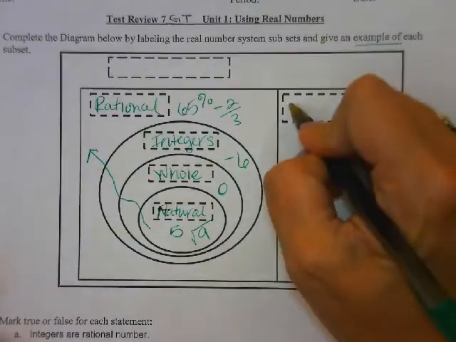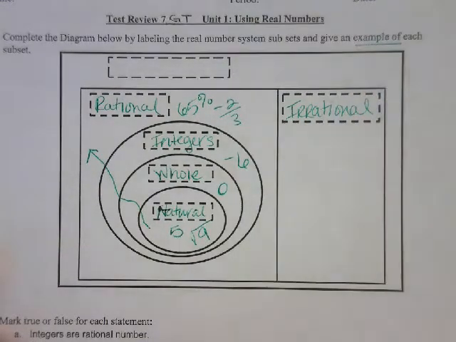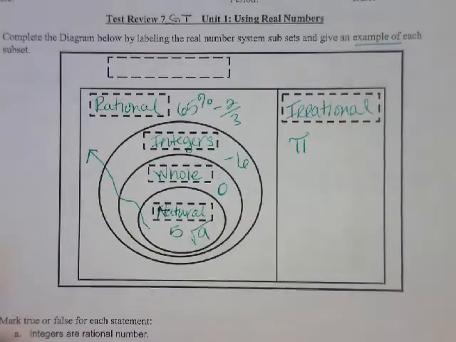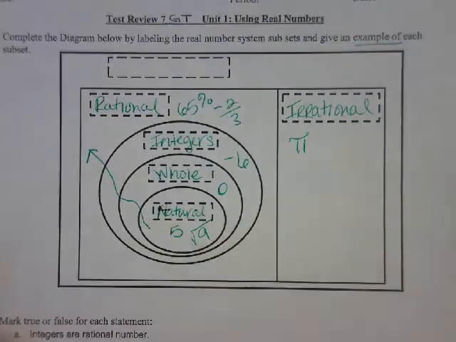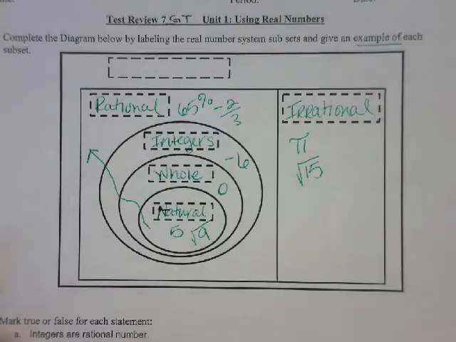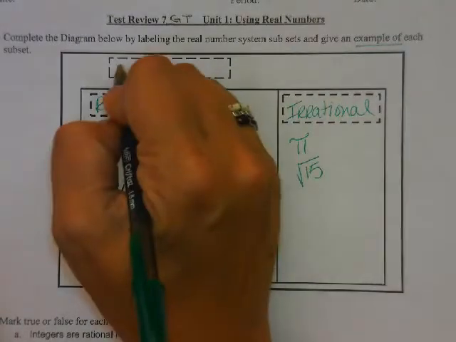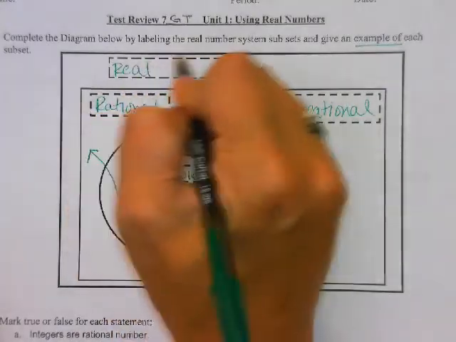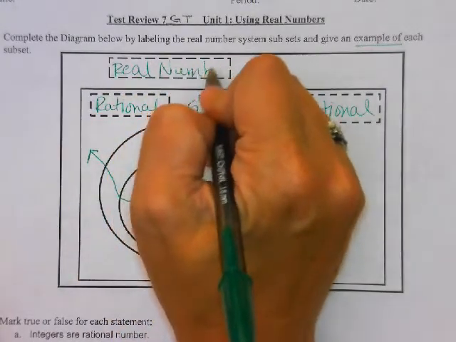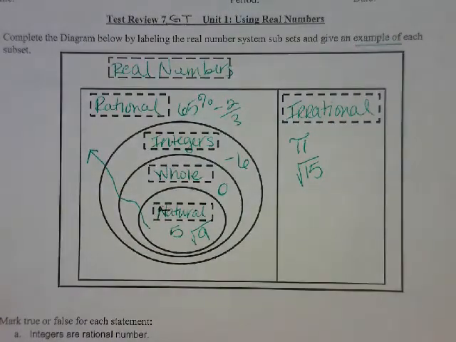Over here we have our irrational. That's going to be like pi. It's going to be not a perfect square root. So we can say the square root of 15. Those are going to be your irrational numbers. All of these together complete the real number system. And you need to make sure that you can label a diagram and provide examples of each.